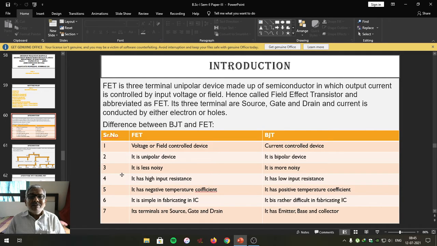In case of FET, it has a high input resistance, but BJT has a low input resistance. Why? We studied that in BJT, the input junction is forward biased, and we are aware that when the input junction is forward biased, its resistance is less.